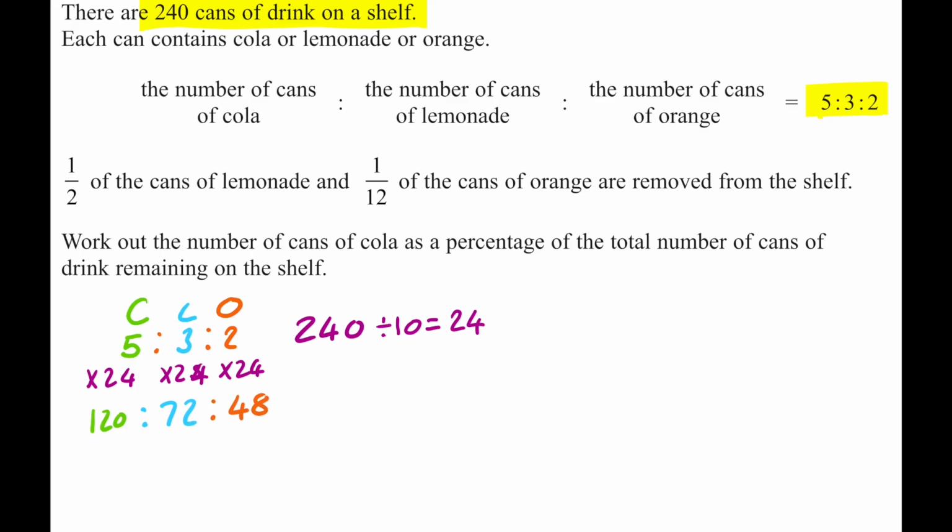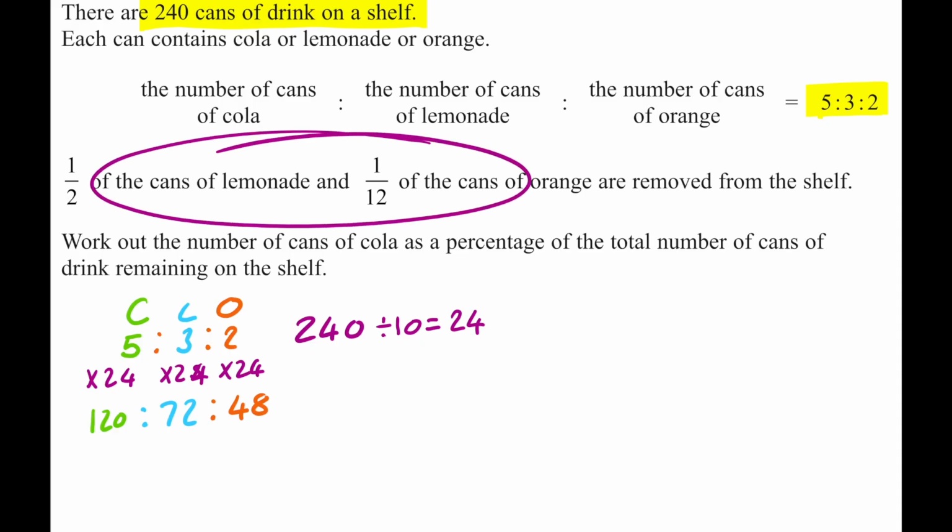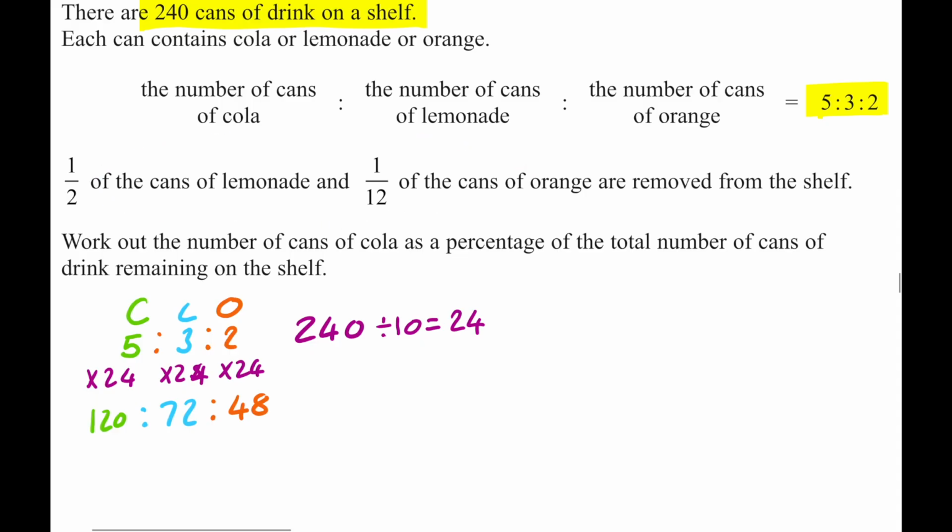Now we need to deal with this part of the question. So we're told a half of the cans of lemonade are then removed. So we need to find what a half of 72 is. And we do that by doing 72 divided by 2.